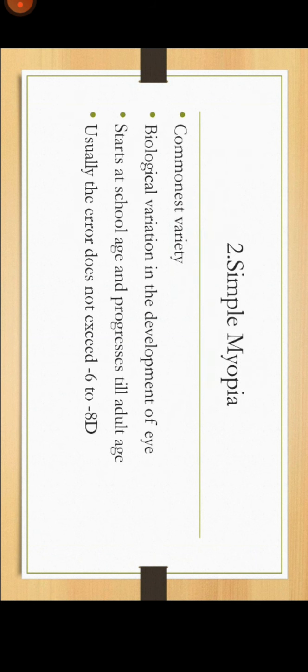Then the next common type of myopia that we are seeing in the daily OP is simple myopia. It's common in severity, and it is a biological variation in the development of the eye. It all starts at school age and progresses till adult age. Usually the error does not exceed -6 to -8. This is simple myopia.